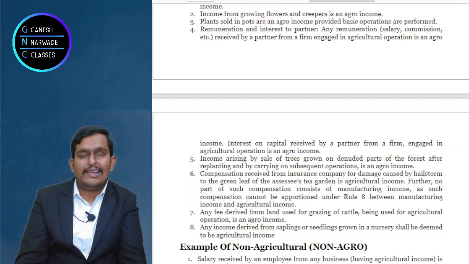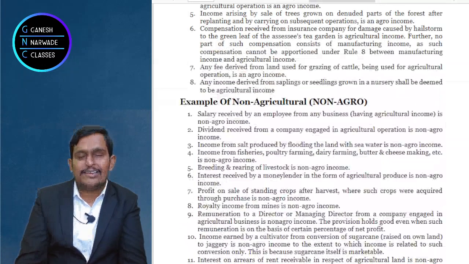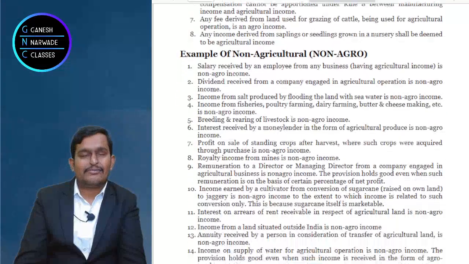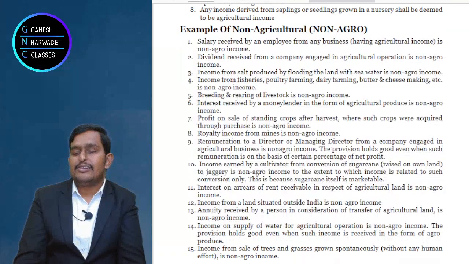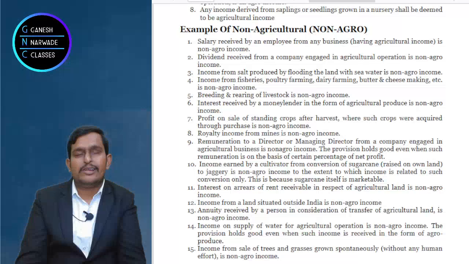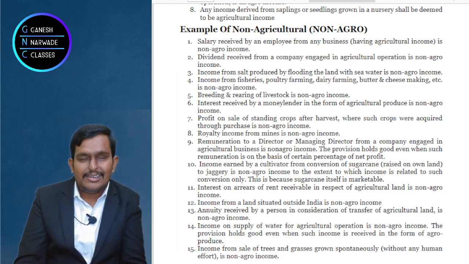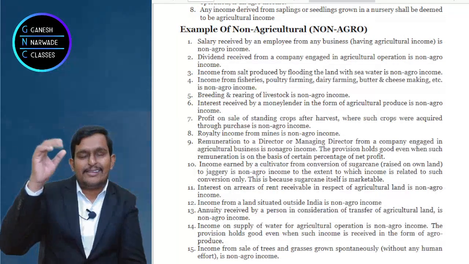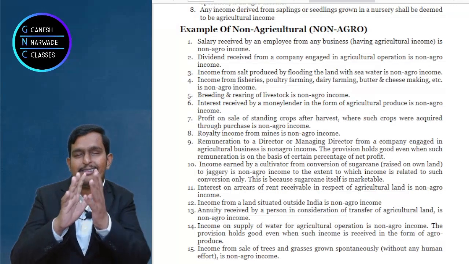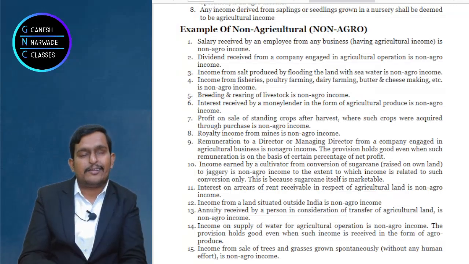If there is a dairy farm and you are selling milk, curd, paneer, that is non-agriculture income. Fisheries, horticulture, poultry farms, not at all an agricultural income. This way you have to remember everything. If you don't remember, just understand, it's more than enough. A lot of items are there. Let us share the screen and see everything and go to the next topic after that.